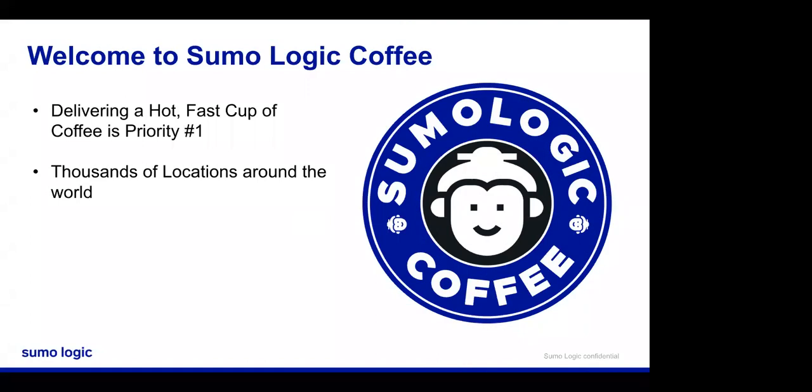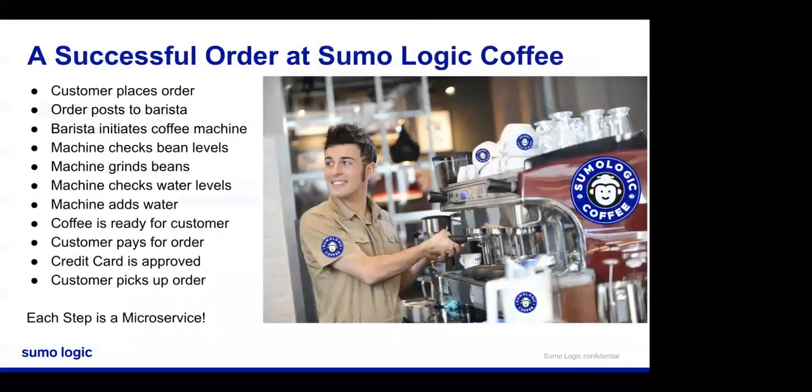Sumo Logic Coffee delivers a fast, hot cup of coffee, with thousands of locations around the world. Think of it kind of like that green-labeled company, only we're better. Okay, and we're fictitious.